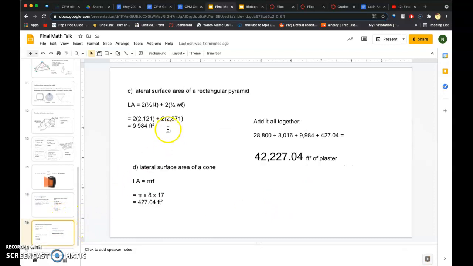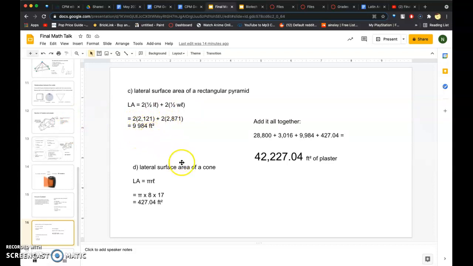The lateral surface area of the rectangular pyramid is just 2 times 1/2 length times slant height plus 2 times 1/2 width times slant height. And we don't need the length times width anymore because we are not finding the base. And so with that, we get 9,984 feet squared.